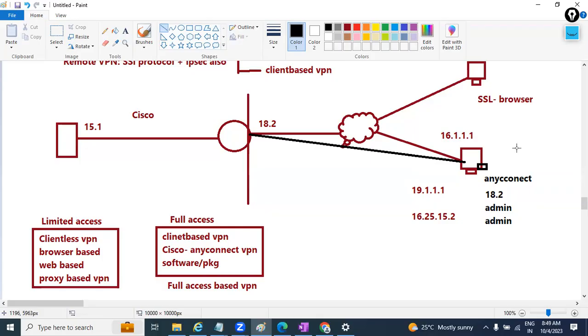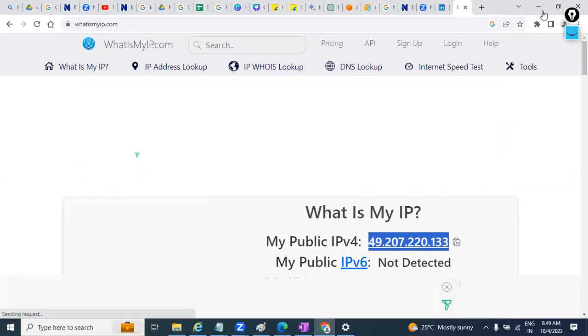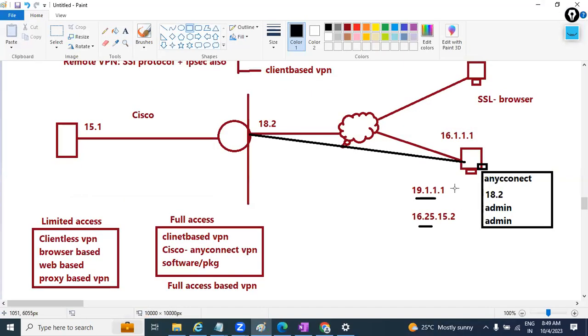Okay. Here IPs keep on changing, but I'm not using any SSL here. I'm not using any browser, because that is browser-based VPN with limited access. But I want full access. Site-to-site VPN would always provide you the full access, but that is for the static concept. But here, one side we have dynamic IP. Clear? So this VPN is known as full access VPN, client based VPN, AnyConnect based VPN, software or package based VPN.